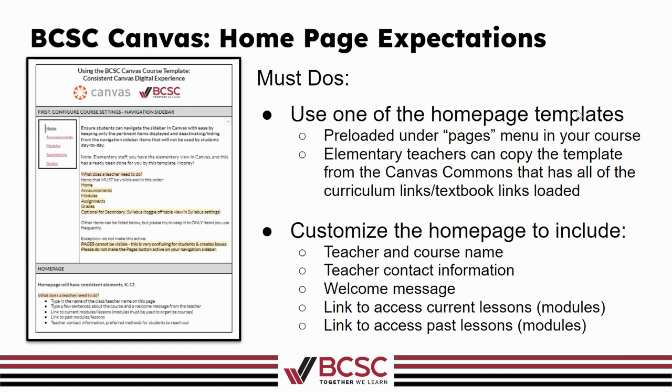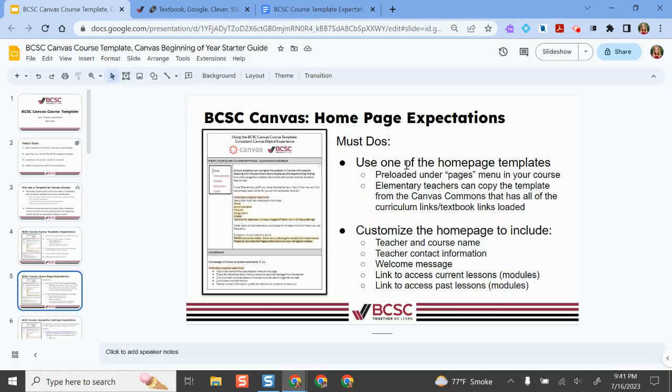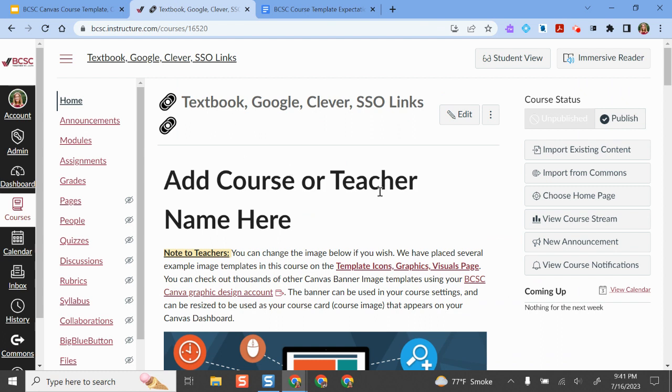So what you'll need to do is customize your homepage to include the following: your teacher and course name, teacher contact information, a welcome message, link to current lessons or active lessons, and a link to past lessons. And it's very easy to do this. I'm going to toggle over into Canvas to show you how.